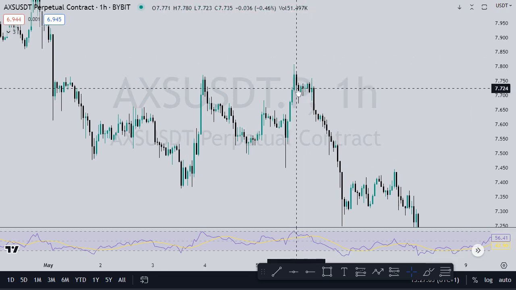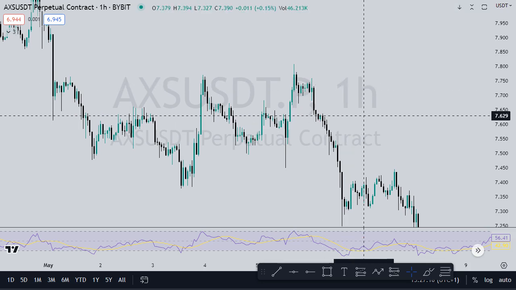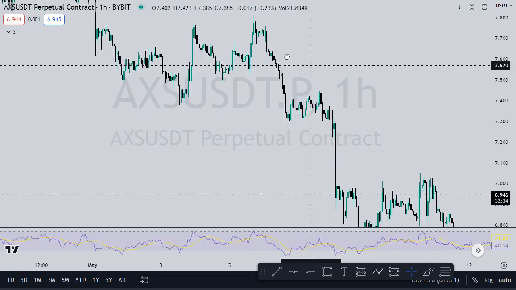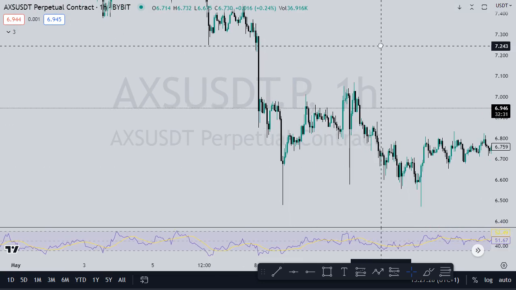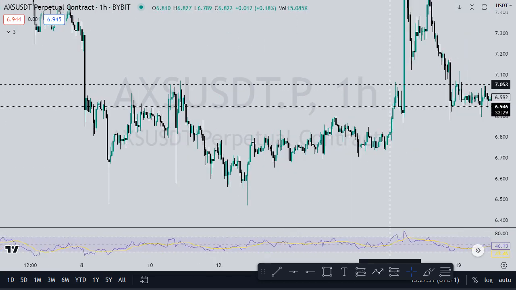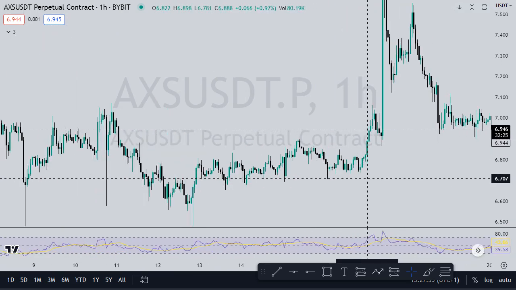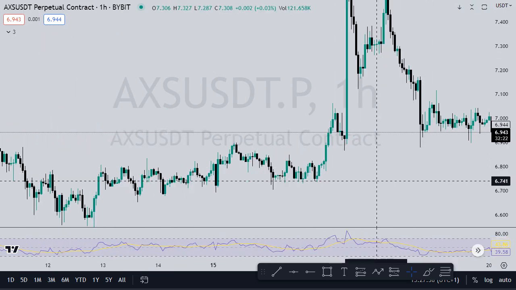Look at another beautiful Harami pattern, the mother and the baby. Remember, the color of these candles does not really matter. What matters is the formation of the candle at a relevant point of interest. By point of interest, I mean the area you're looking to take a trade from, either in your premium zone or in your discount zone. That is what I mean by your point of interest.